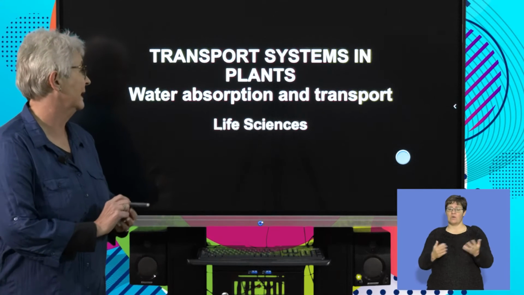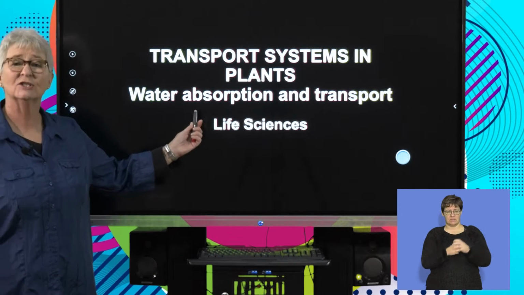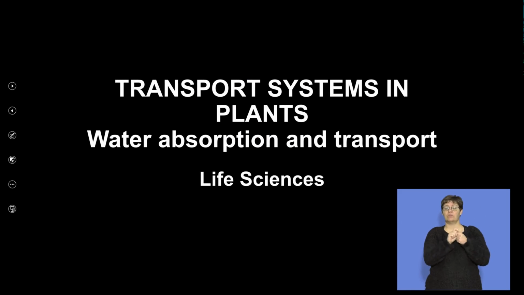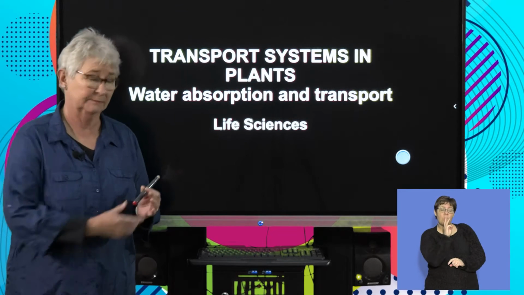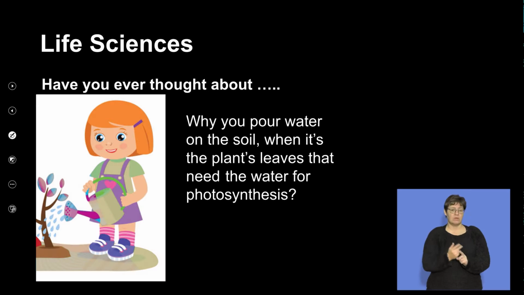The topic is transport systems in plants, more specifically how water is moved around the plant. The question we're going to be looking at is, when you water a plant, you pour water on the soil. And yet it's the leaves that actually need the water because they need the water for photosynthesis. So let's look at how this works.